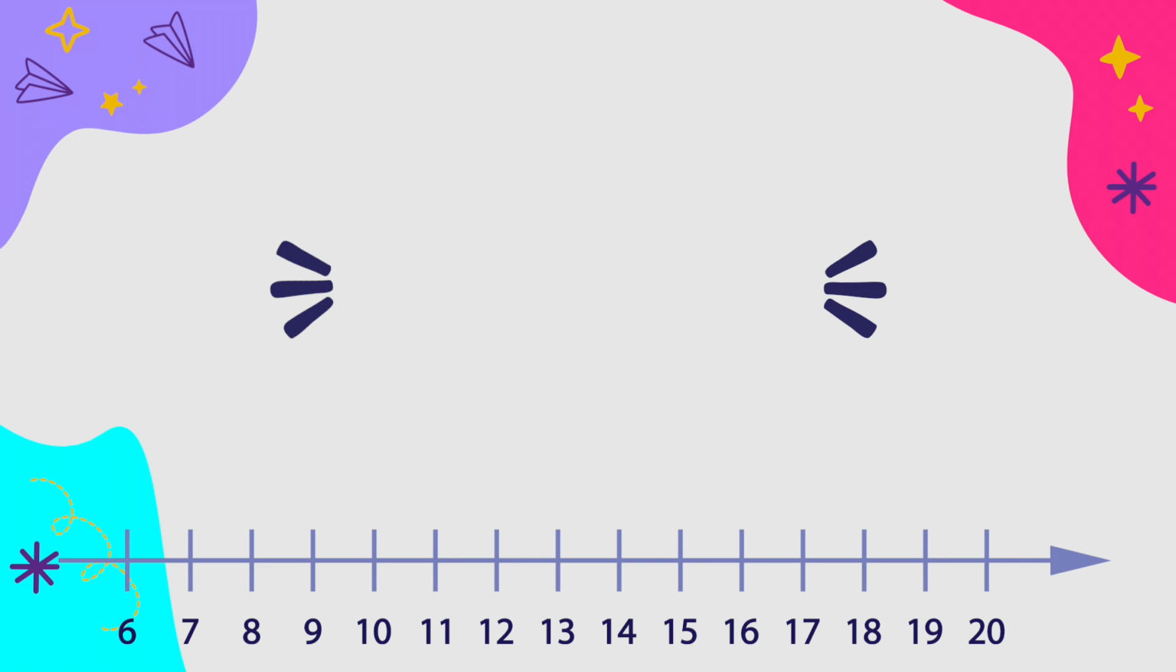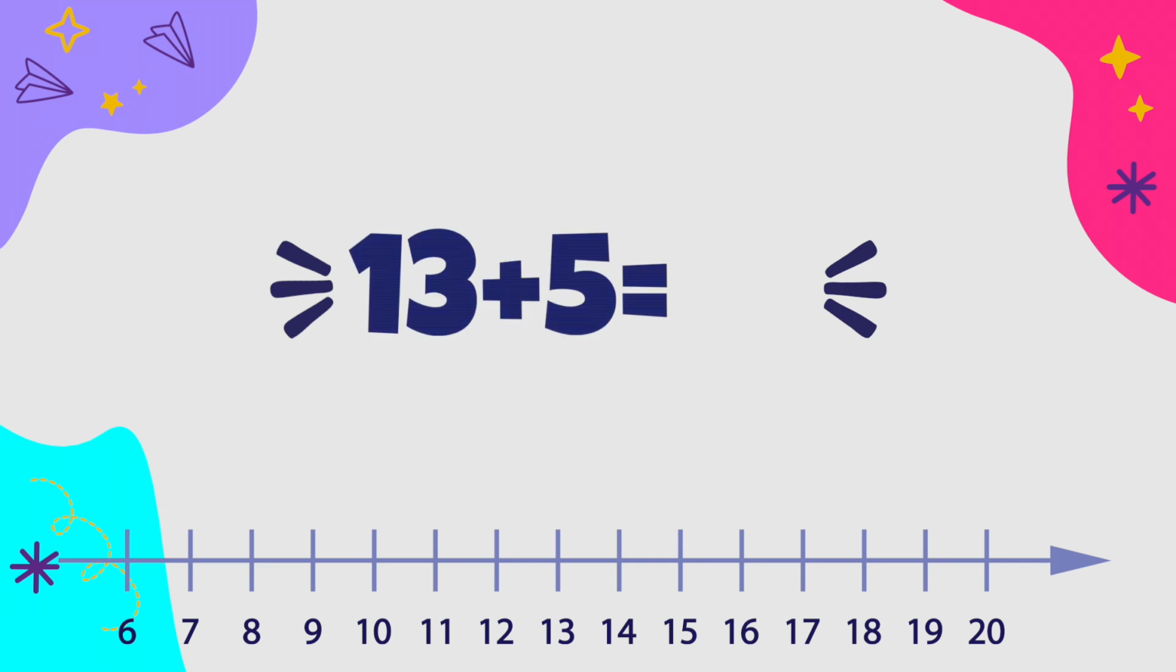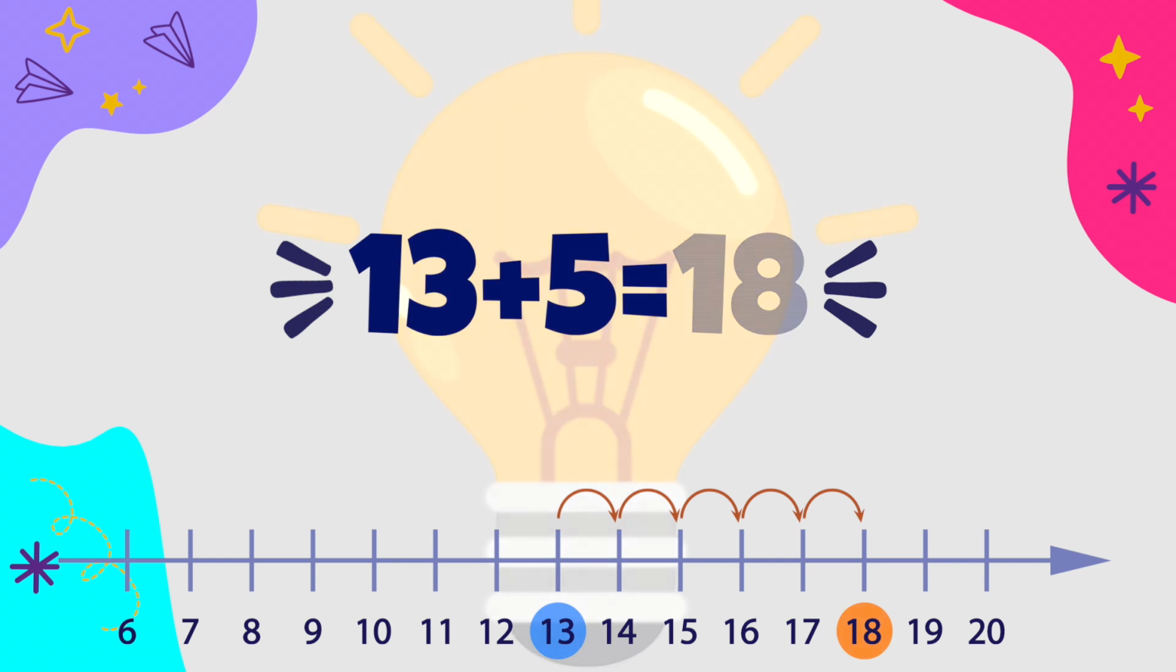Let's try another one. 13 plus 5. Start at 13. Move forward 5 jumps. 1, 2, 3, 4, 5. We landed on 18. So 13 plus 5 equals 18.